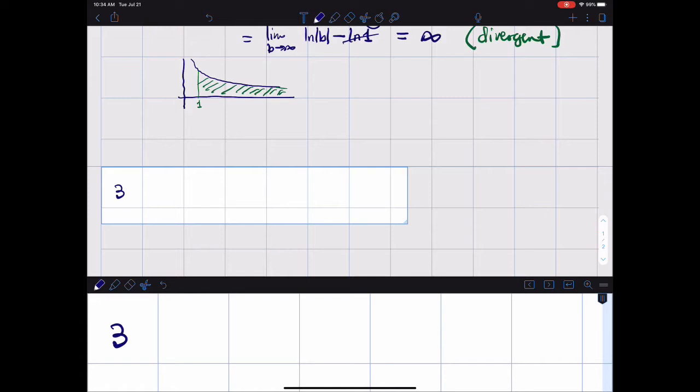Number 3, the integral from negative infinity to 0 of x e to the x dx.